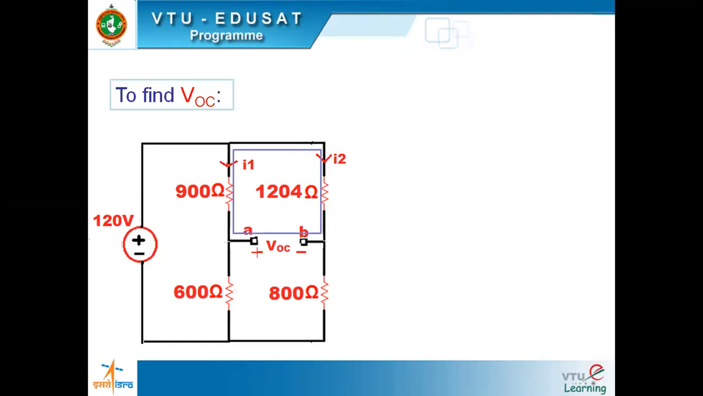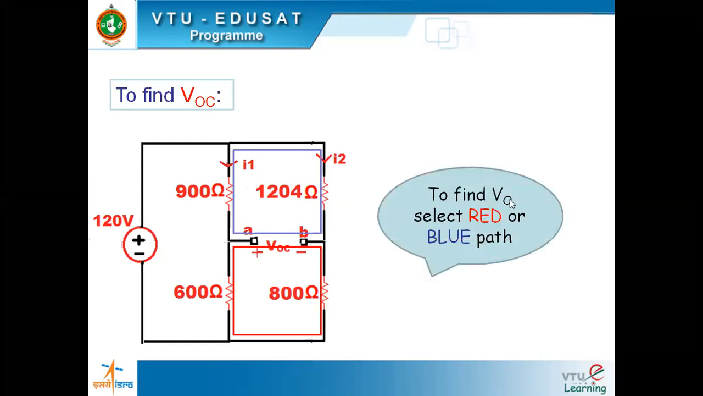This path is also fine. There is another path. See this path. Everybody understand? So we can deal with any one path to find out VOC. You can take the path of your wish. See, I1 is flowing here, which means through 600 ohms also I1 is flowing. I1 is flowing through this 900 ohms, and the same I2 is flowing through 800 ohms also. So catch hold of any. To find VOC, select the red or blue path. You can select the red path or the blue path, your wish.